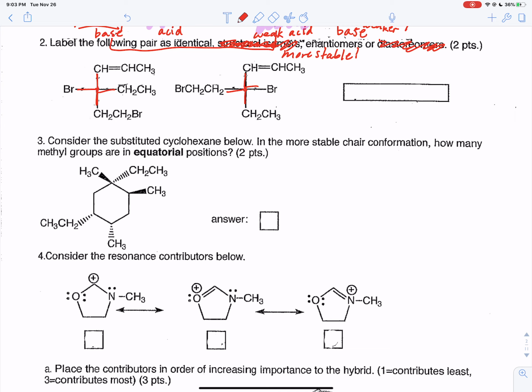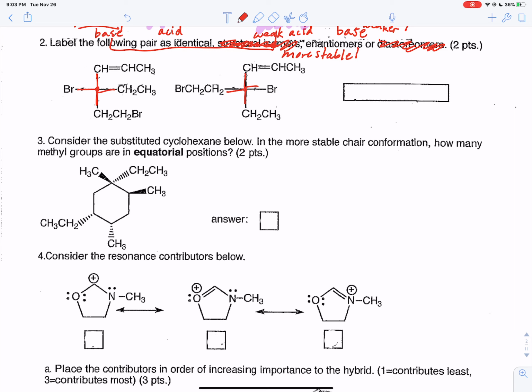How we're going to do that, I think the easiest way to avoid making mistakes, is we'll just calculate R and S for each of them. If they're the same, what's our answer going to be? Identical. And if they're different, our answer will be enantiomer. So we'll start with the left one. We're talking about this chiral center in the middle. And what is our highest priority group?